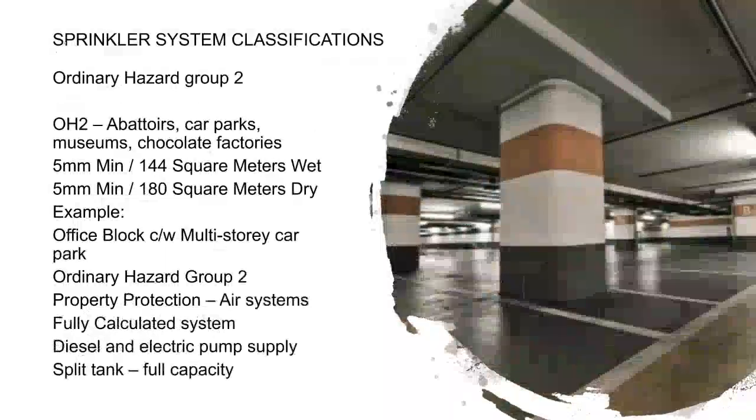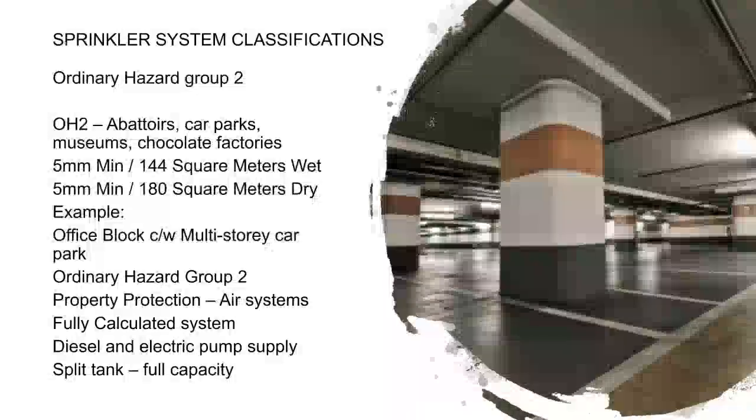Another example, car park. Ordinary hazard group 2. You're looking at abattoirs, car parks, museums, and chocolate factories. What happens here is in ordinary hazard, you'll find that the density is always the same, it's just the area of operation gets bigger. So for instance, in ordinary hazard 2, it's 5 millimetres a minute over an assumed area of operation of 144 square metres in a wet system, and then when you go to dry, it's 180. Dry systems are always 25% larger. The area a dry system covers is always 25% larger than what a wet system is.